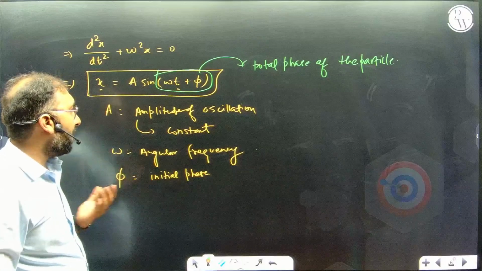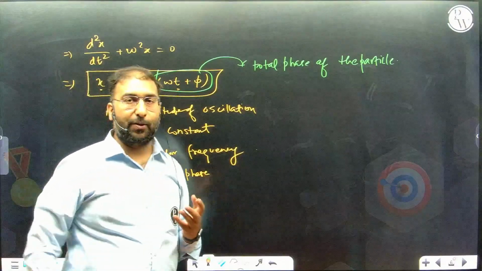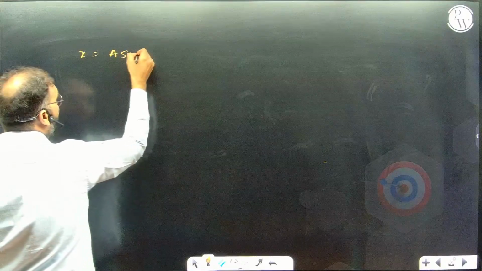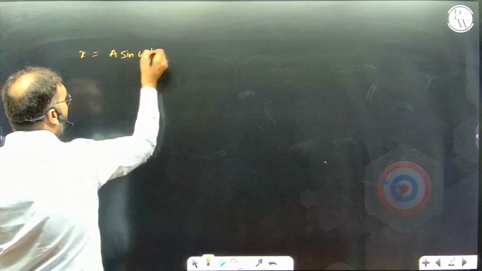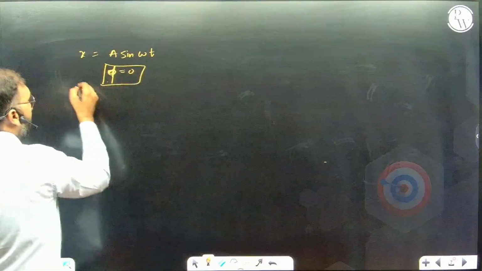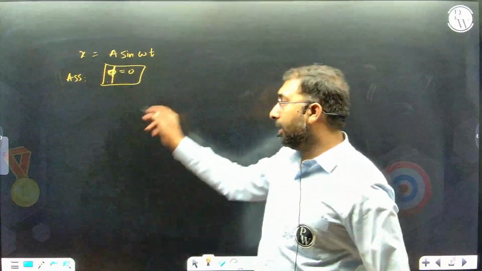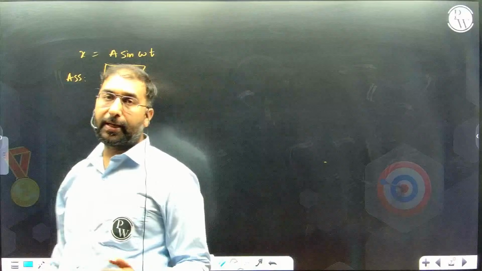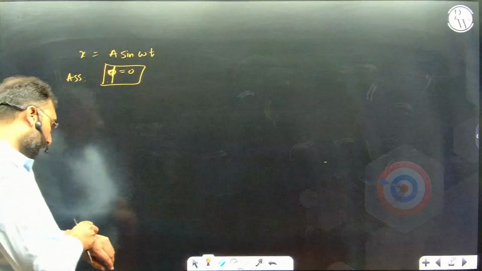So x equals a sine omega t plus phi is the general equation of the displacement of the particle performing SHM. Once we know the displacement of the particle, a sine omega t, I have assumed that phi equals to 0, meaning the initial phase is 0. This is my assumption. So the equation of the displacement of the particle can be written as x equals a sine omega t.